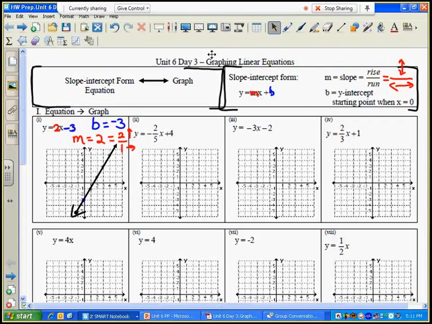Let's take a look at number 2. Number 2 here has y equals negative 2/5 x plus 4. Notice here that the starting point this time is positive, so we'll start on top of the origin. The slope here is negative 2/5 x, so negative 2/5 is our slope.